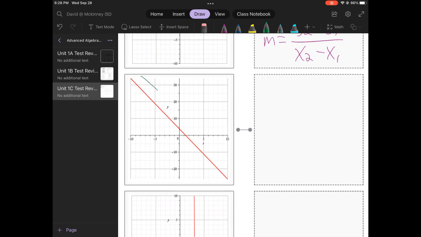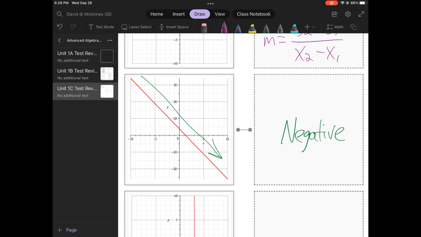If I have a line that's moving down from left to right, that's a negative slope. Again, I'm reading these from left to right. In this case, my slope would be negative.